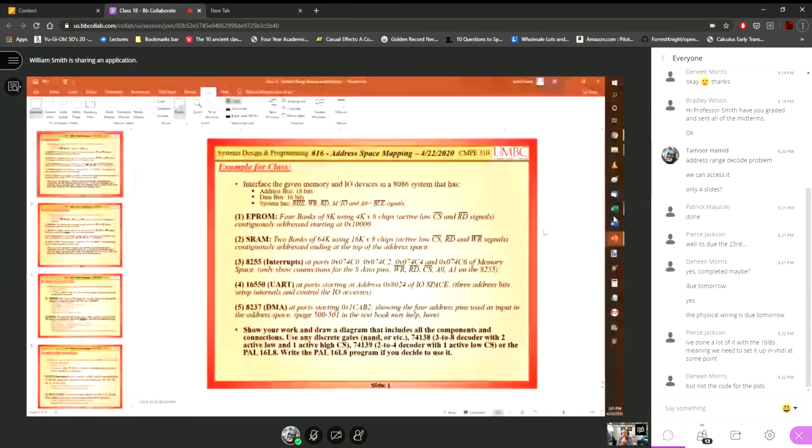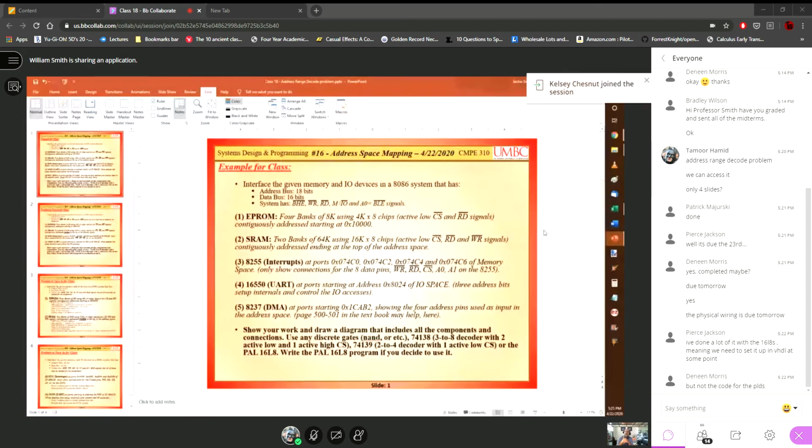Meaning we need to set it up in VHDL at some point. Okay, fair enough. We'll do some of that. Yeah, setting up the 16L8 in VHDL, that's going to be a case statement, I suspect, probably. Case is going to do the job for you there.